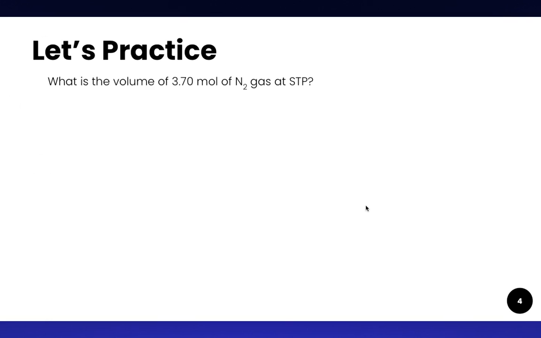So here's our practice problem. What is the volume of 3.70 moles of nitrogen gas at standard temperature and pressure? So we know it's at standard temperature and pressure, and we are trying to convert from moles to liters. So we're going to pull back out our railroad track method for this type of conversion.